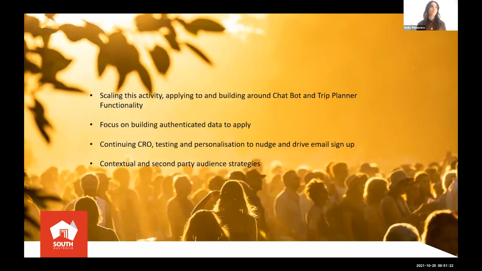So that's massive. So again, thinking about the future, thinking about where everything's heading in the next couple of years, we are looking at continuing to scale this activity and integrating our media and on-site activity even further. But obviously looking at how we build authenticated data into this and apply that with some new functionality that we're bringing on site, like our chatbot and our trip planner, which will allow us to keep measuring engagement on site, but also gather authenticated data. And then with that, we can continue to use CRO testing and personalization, but also continue to nudge and drive email sign up, as well as leveraging our contextual and second party audience strategies.